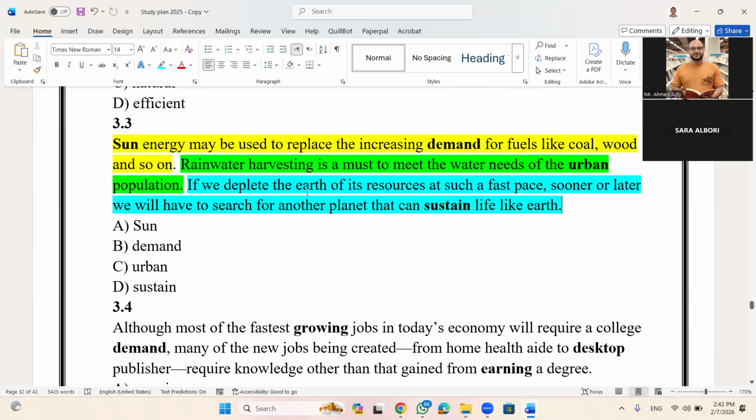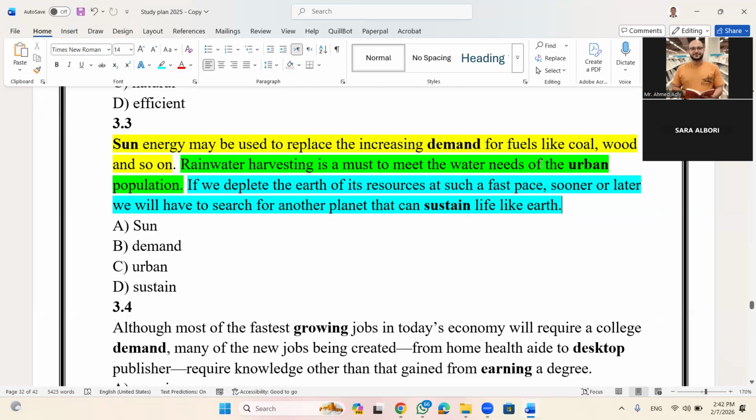Sustain. Sustain is good, because you know, sustain means to keep something in good condition. Sustain life, like Earth. I mean, support life. Sustain life, support life.